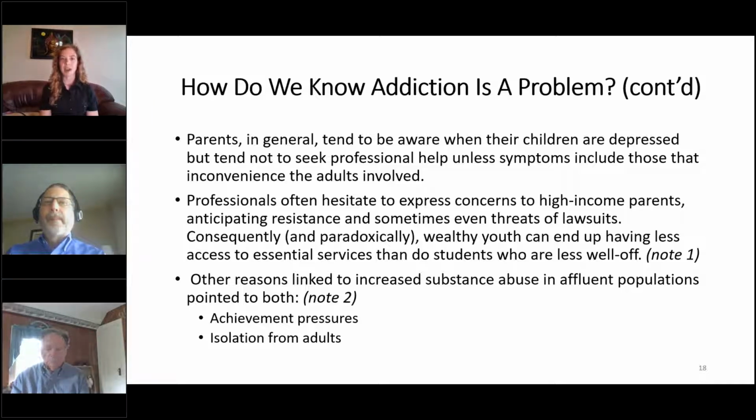But professionals around the high-income parents are actually more resistant and scared because wealthy people tend to threaten lawsuits. And so people would rather just not touch the issue and try to also help maintain that veneer of well-being. And so actually, the wealthy families and the wealthy kids are actually becoming the next high-risk population. So that's a really important and critical thing to realize. And then, with the affluent populations, achievement pressures and isolation from adults contribute to these issues.